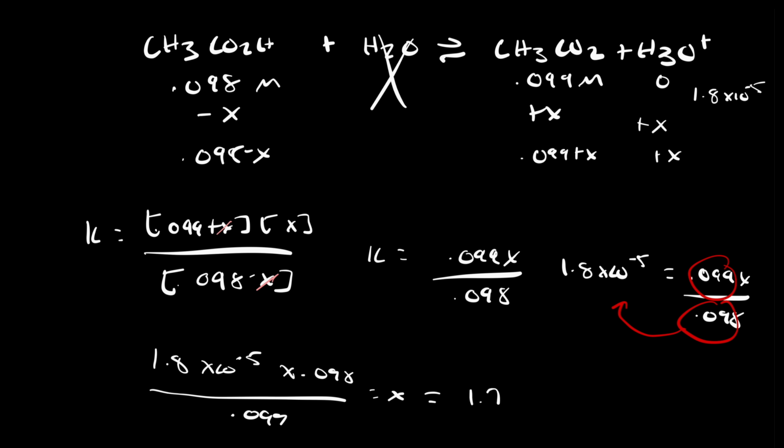1.7 times 10 to the negative 5. And so to take the negative log of that, so that will give us our pH, which means our pH is 4.749.